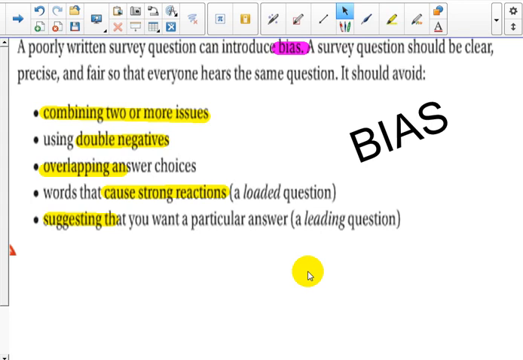It should avoid these things: combining two issues in the same question, using double negatives, overlapping answer choices, words that cause strong reactions, that's called a loaded question. And you will hear a lot of this in the courtroom. They'll go, objection, Your Honor, that's a loaded question. Or the most common one, you're leading the witness. Objection, you're leading the witness. So suggesting that you want a particular answer, a leading question. So combining two issues, double negatives, overlapping, causing strong reactions, it's a loaded question, or a leading question.